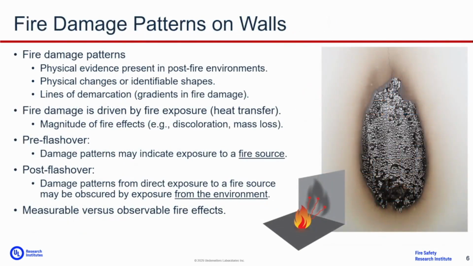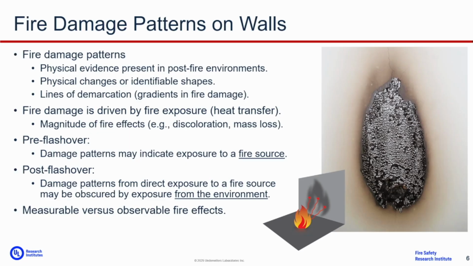That gets us into fire damage patterns. Fire damage patterns are physical evidence that are present in post-fire environments. It's not something that can be tracked over time. Obviously, it's something that we have a cumulative measurement of at the end of whatever the situation was. They're characterized rather by identifiable shapes, and those shapes can be demarked by either lines or areas or regions.